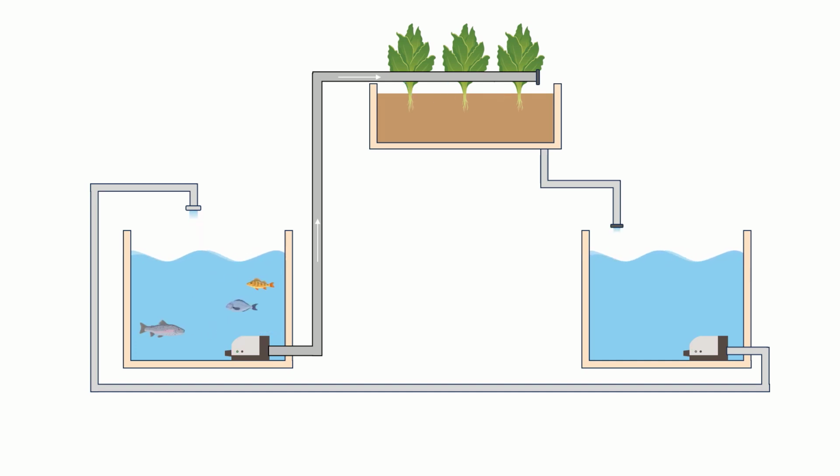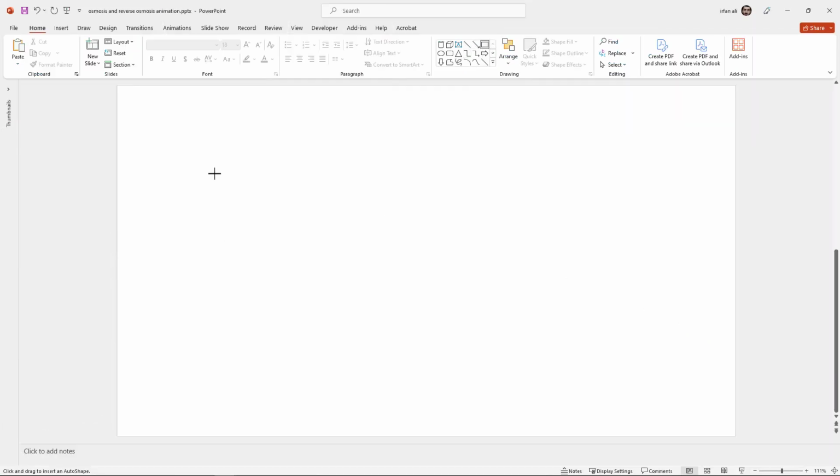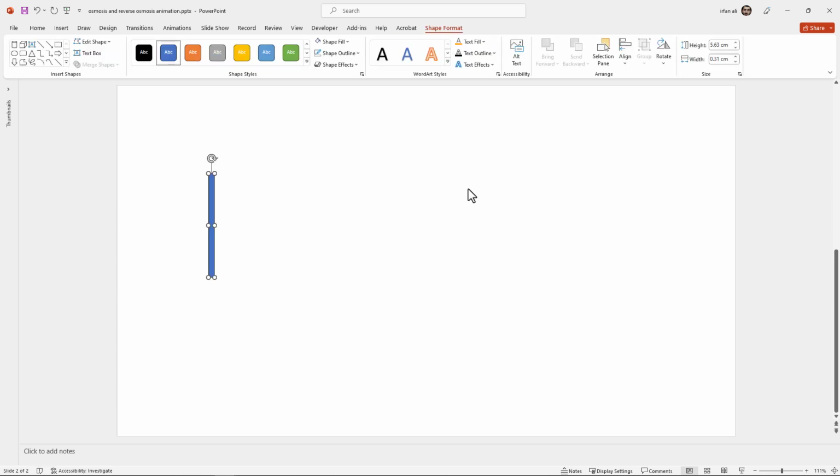Hello everyone, in this video I will teach you how we can make an aquaponic animation in PowerPoint. For this, first of all we will come to Home, select a shape, and draw some lines. I think 0.3 centimeter width will be fine, and 5.5 centimeter height will be fine.